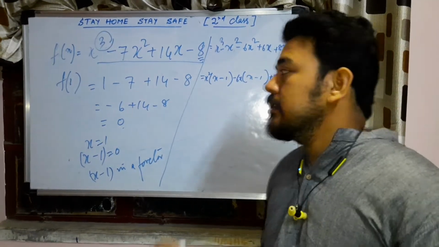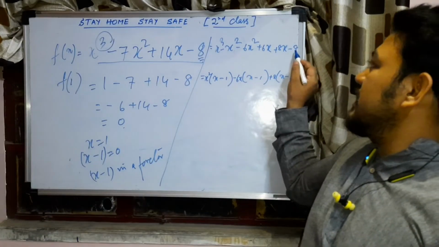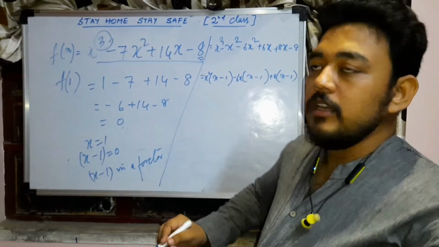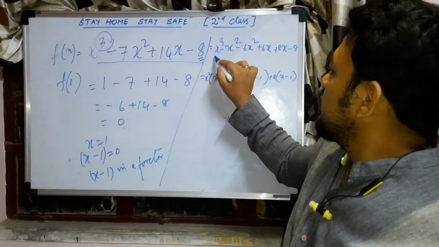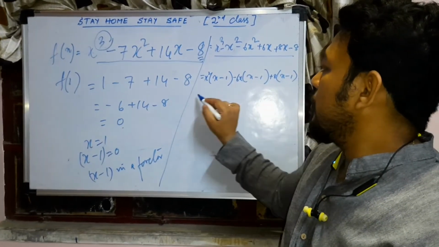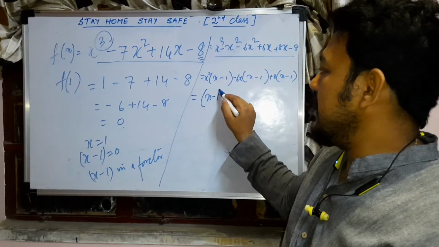Now always remember that in this process the last expression will always match with the given expression. So already we got it. Now you see this one is for the balance, it has no other use. Now we will take common from here. So this one is x minus 1.